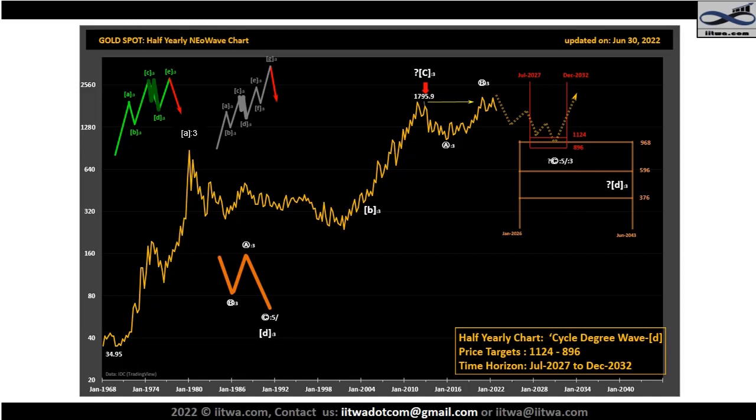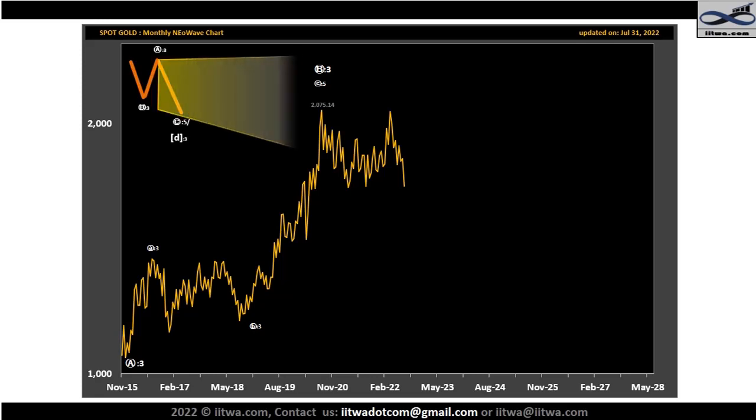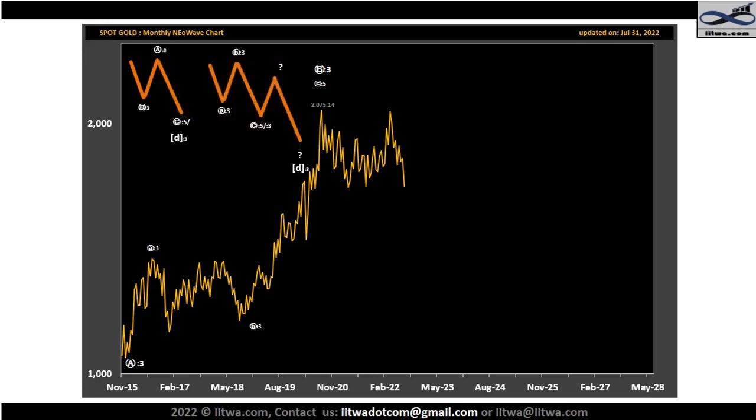Let us get some more idea about primary degree wave C on the monthly chart. This is the monthly NEoWave chart of spot gold plotted on log scale. On the half yearly chart we concluded that primary degree wave C is not completed. So let us first draw the implication of the half yearly chart. The primary degree wave C began from August 2020's top, that is 2075.14. The first segment is a sell-off, labeled intermediate degree wave A. The next segment, intermediate degree wave B, moved upward but not enough.